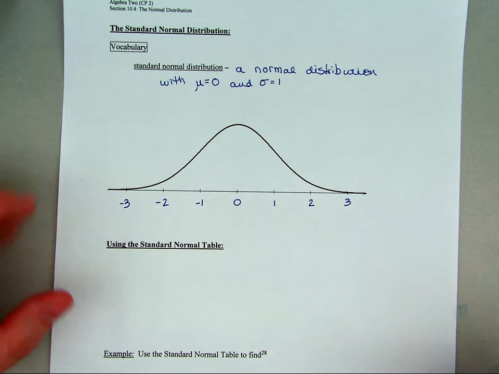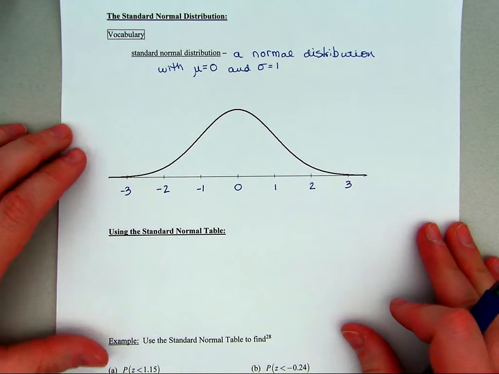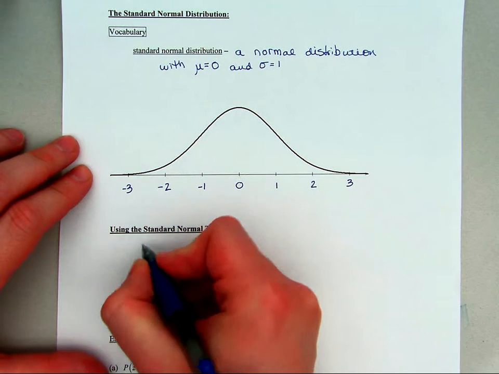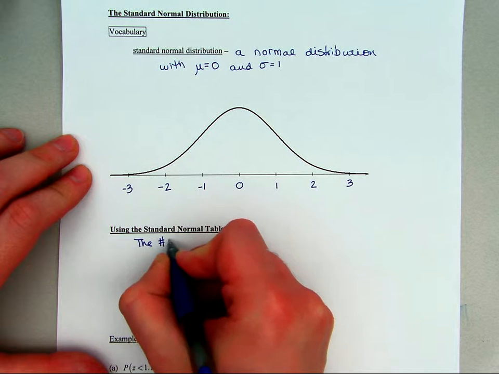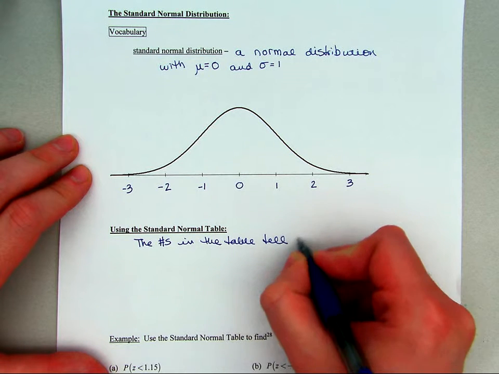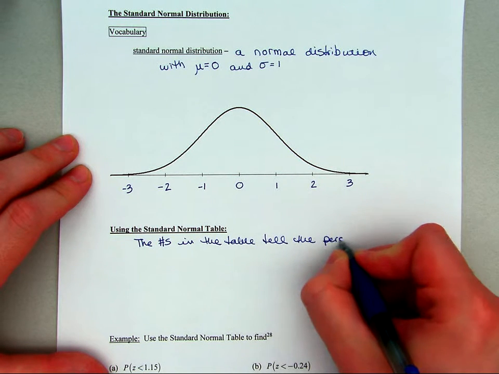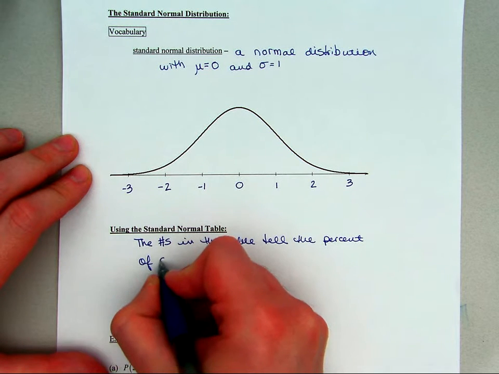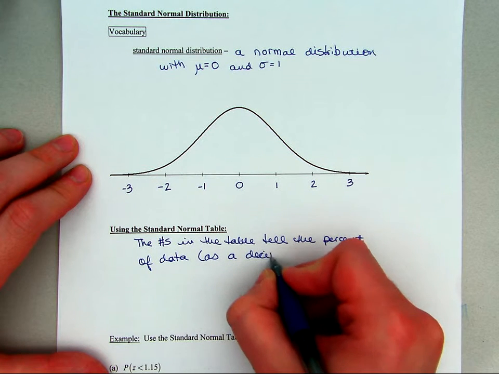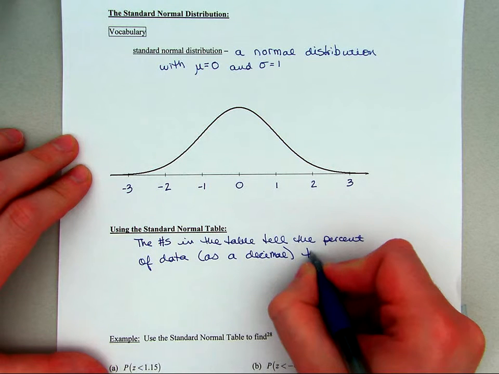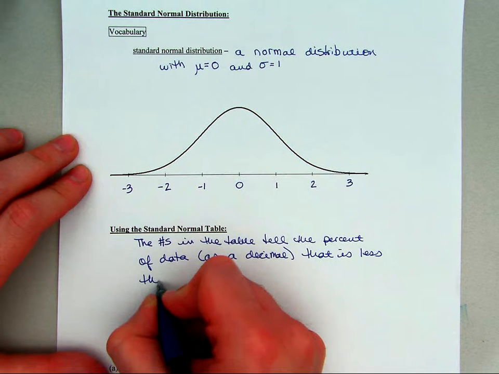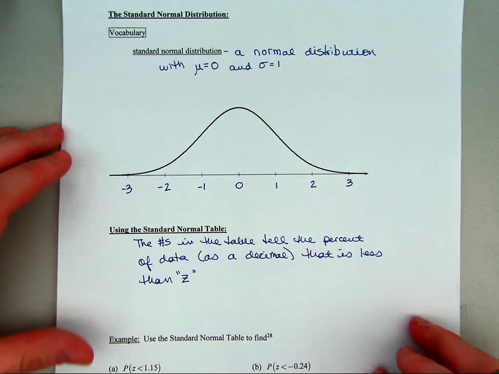And we already looked at this a little bit last time. The numbers in the table just tell us the percent of data, written as a decimal, that is less than our particular value that we're dealing with. So let me rewrite that one more time. The numbers in the table tell the percent of data as a decimal that is less than our particular value, which we'll just call z. We'll fill in a little more with that later.